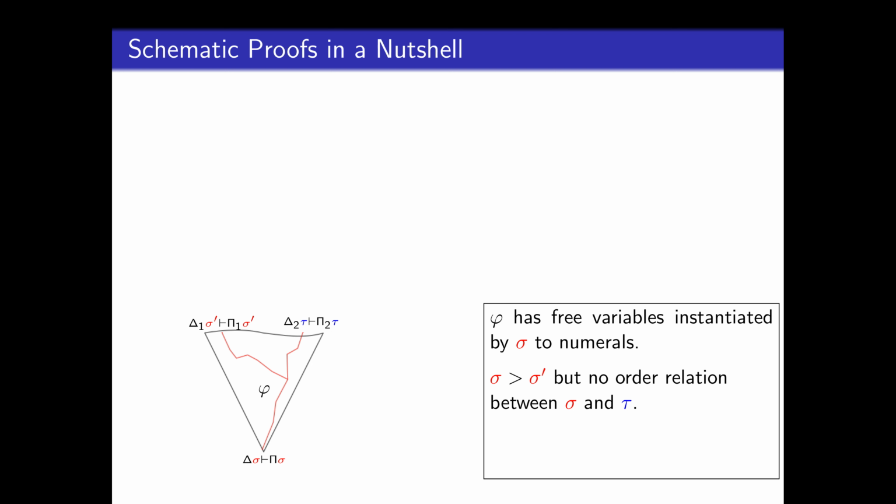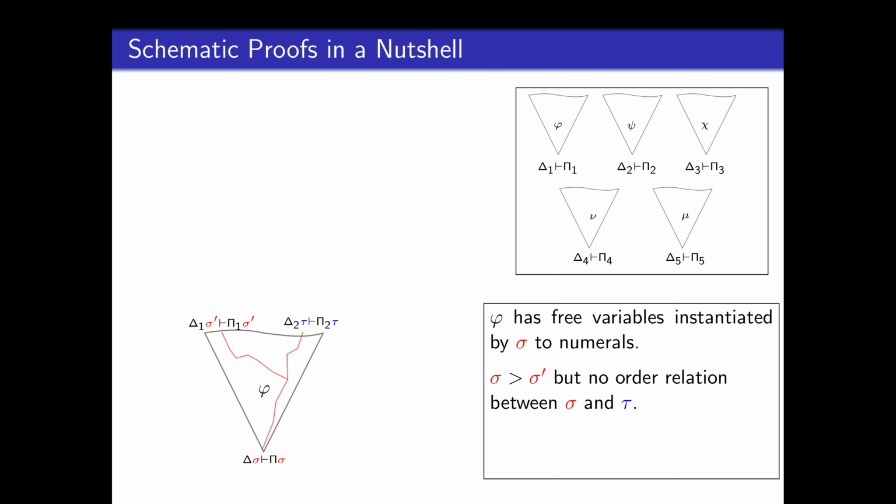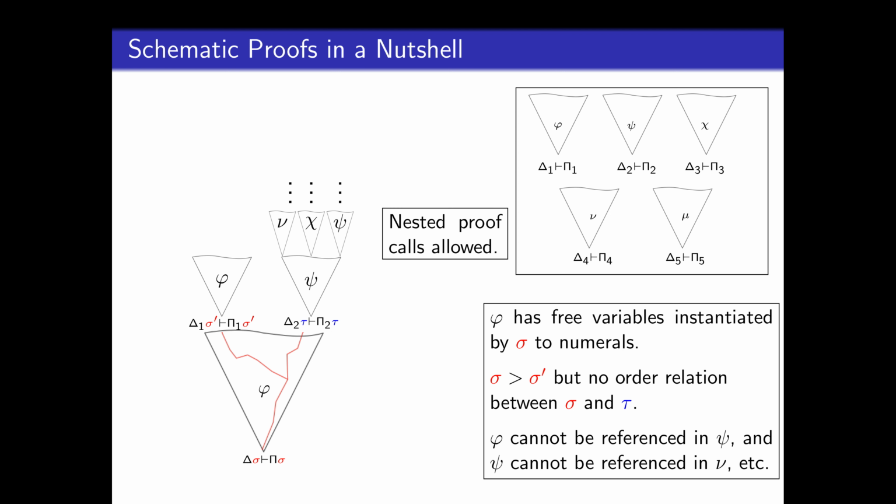There's an order relation between sigma and sigma prime, but there does not necessarily have to be an order relation between sigma and tau, because it might be the case that tau is pointing to a different proof. So you see sigma prime goes to the same proof, just with a lower instantiation, while we go to phi with a completely different instantiation. So we're stepping to another symbol. You might notice this is very similar to primitive recursion.